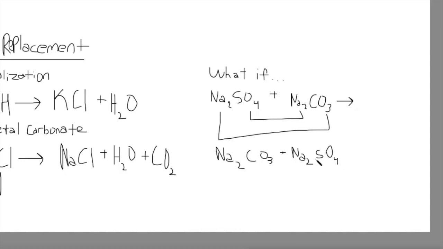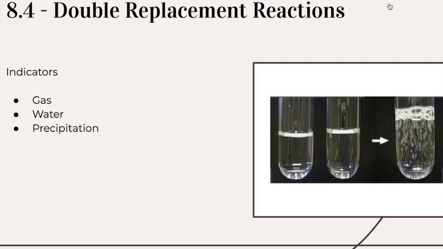So as you can see, nothing happened at all, right? We had this here, which is now here, and this here, which is now there. It's the same thing. So if you have two elements that have one of the same ions, it just won't change. Moving on.